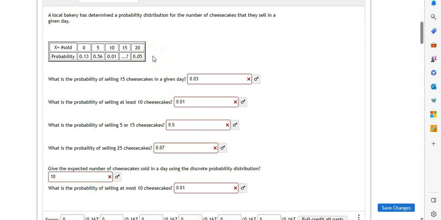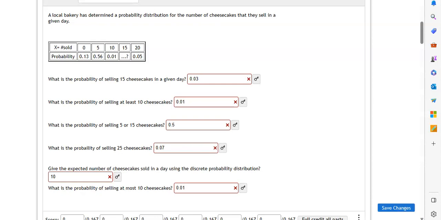All right, now, the harder question here is to give the expected number of cheesecakes sold in a day using the discrete probability distribution. We have to find the mean for this discrete probability distribution. Okay, so finding the mean is not as easy, and I'm going to go to another sheet of paper just to show you. Okay, I just discovered that my Screencast-O-Matic has a beautiful new feature on it, so we'll use that instead of going to a piece of paper. Okay, so we have to find the mean, or the expected number of cheesecakes sold in a day.